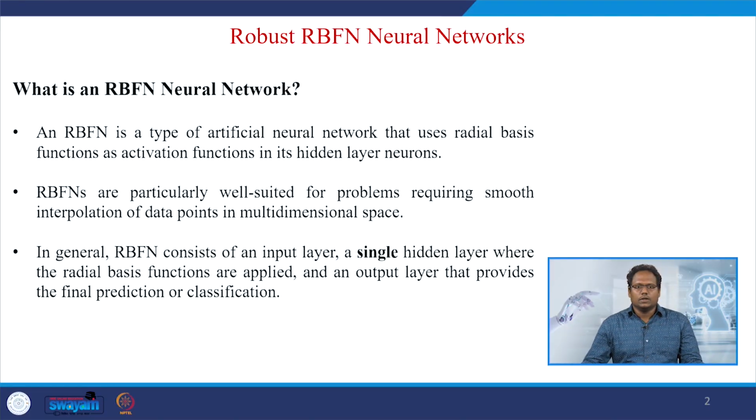An RBFN is a type of artificial neural network that uses radial basis functions as its activation functions, which are present in its hidden layer. It has only one hidden layer and hence it is a simplified neural network that can be useful for approximating nonlinear functions. In general, an RBFN consists of an input layer, a single hidden layer where the radial basis functions are applied, and an output layer that provides the final prediction or the classification that is required.